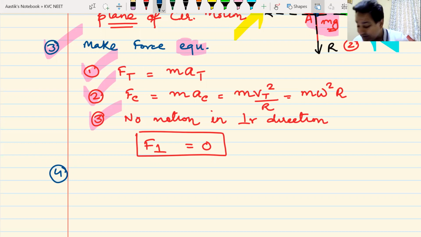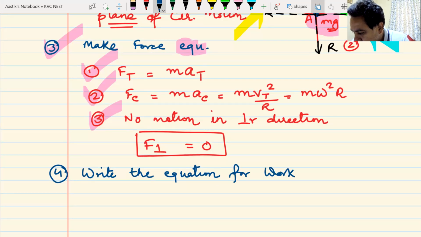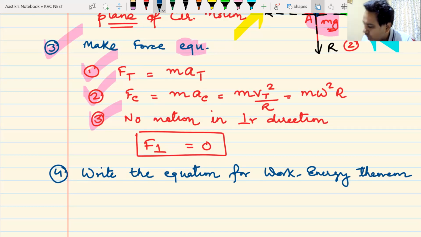Then we come to the last step. And what is the last step? The last step is to write the equation for the work energy theorem. So you can use either the equation for the work energy theorem, or if there is no friction and you don't want to use the work energy theorem, use the equation of LOCOME.